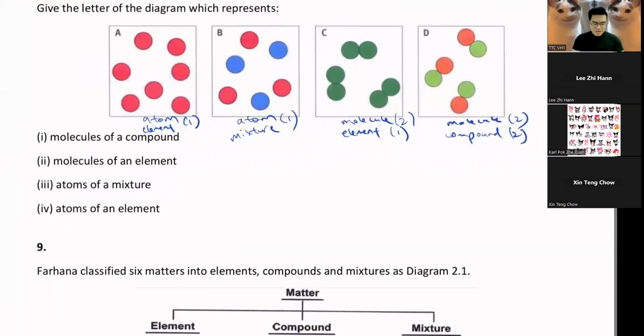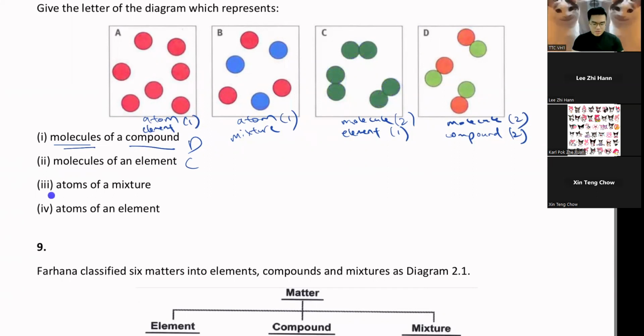So, what are the molecules of a compound? Molecules of a compound should be your D. Why molecule? Because there's 2. Why is it a compound? Because there's 2 types, different color. There's a D. Molecules of an element, that will be your C. Why is it molecules? Because there's 2, 2, 2. Why is it element? Because there's only 1 type here, green color, green color, green color.